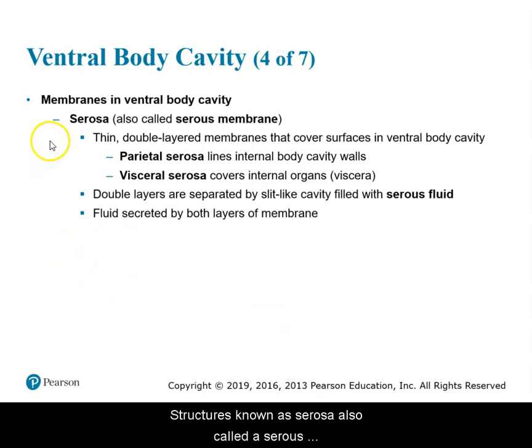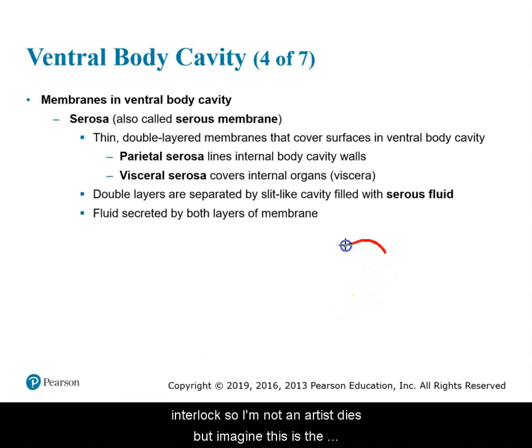We have membranes within the ventral body cavity. We have structures known as serosa, also called serous membranes. So serosa, these are thin double-layered membranes that cover the surfaces in the ventral body cavity. So imagine a balloon and then punching the balloon. Once you punch the balloon with your fist, we have an outer layer of the balloon, and then your fist will not touch it directly, and then we have an inner layer of the balloon.